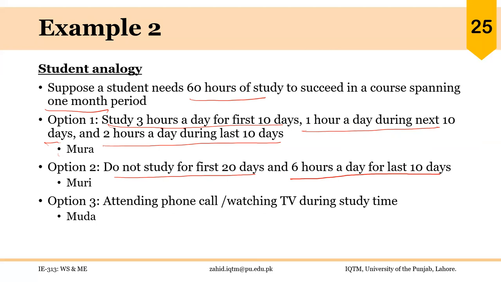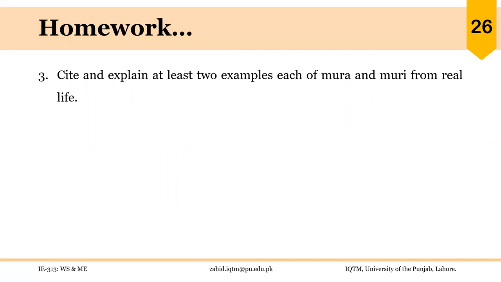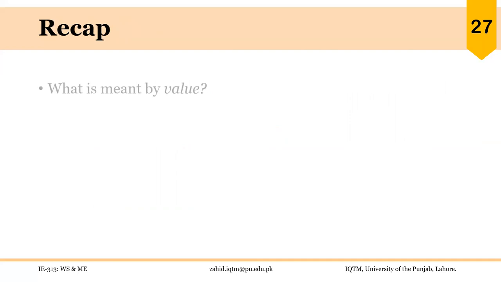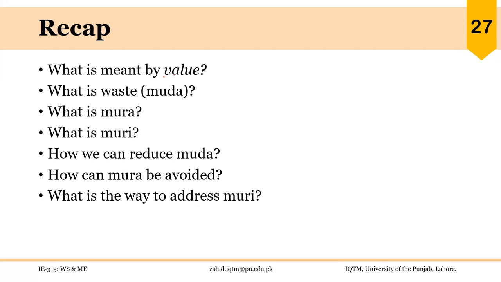As a homework, you have to cite and explain at least two examples each of mura and muri from real life. So in this lecture, we discussed what is value, what is value adding, what is form value, what is place value, what is waste or muda, what are its 7 types, how they can be addressed. We discussed some very general guidelines. We will go into details in the following lectures.